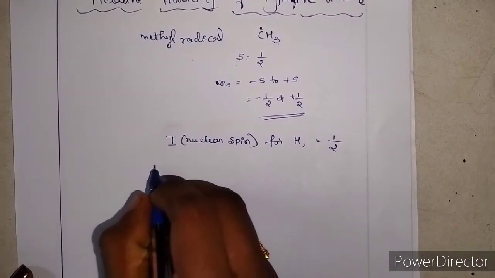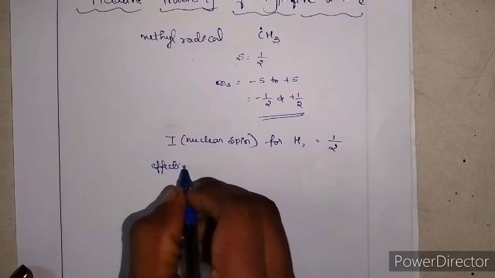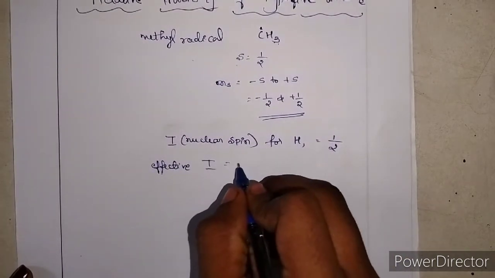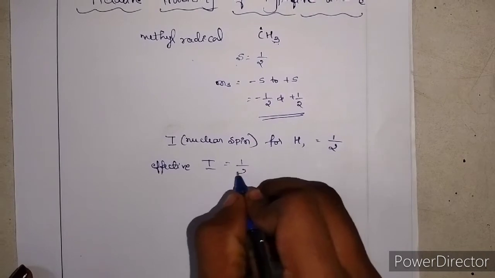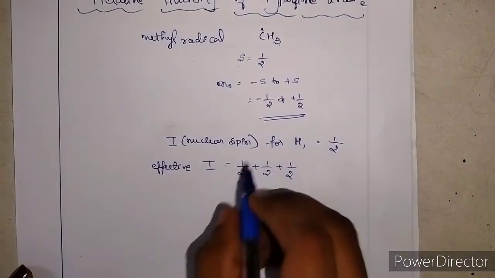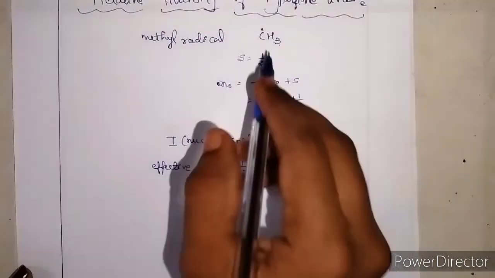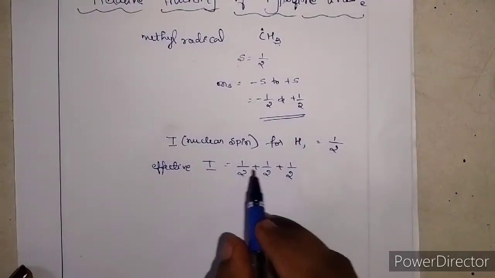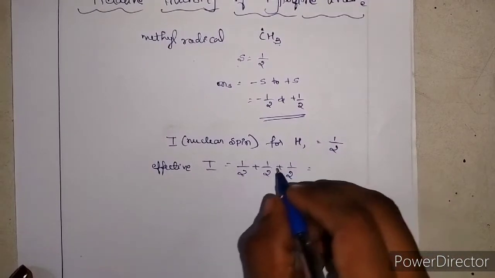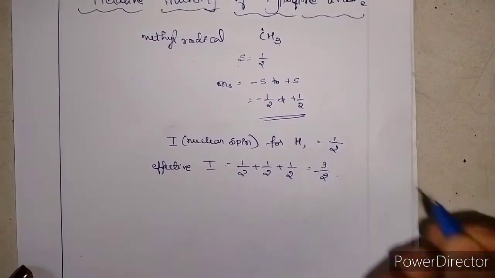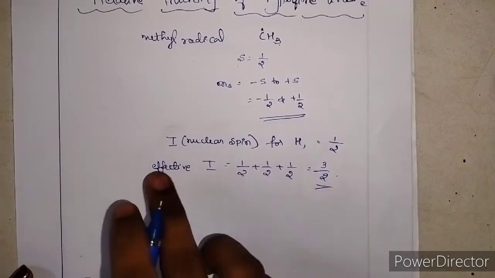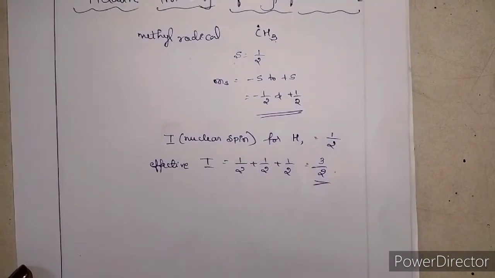So I call it the effective I value, or effective nuclear spin. The effective nuclear spin will be the sum of the nuclear spins of all the 3 hydrogen atoms. Since we have 3 hydrogens, we need to add the I value for each hydrogen. We will get 3/2, which is nothing but the effective I value, the nuclear spin.